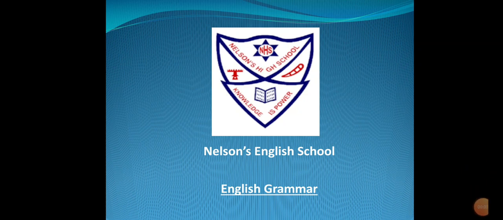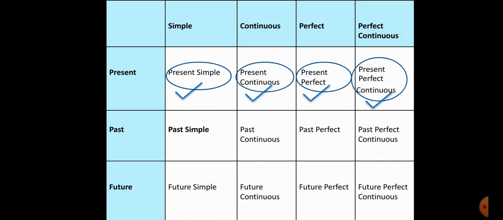Good morning students. I am glad that we have completed the 4 subtenses of the main tense, present tense. You can see in this chart, students, that I have circled them all. You can see on your left side that present tense is the main tense, and simple tense, continuous tense, perfect tense and perfect continuous are the subtenses. So, we have completed 4 subtenses: present simple, present continuous, present perfect and present perfect continuous.